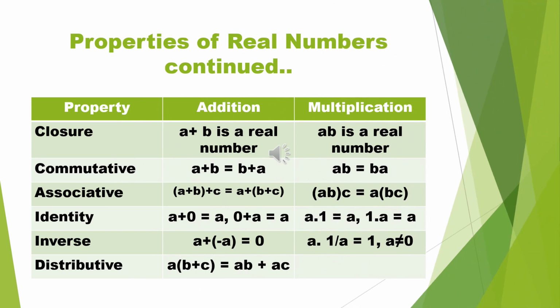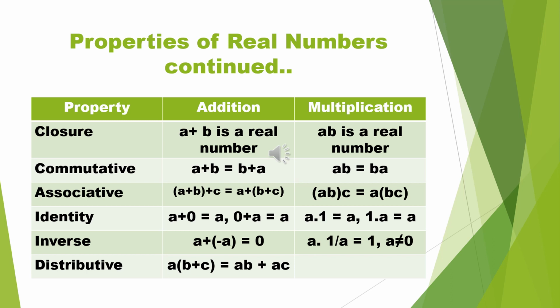Okay, so now in this slide we are going to learn more about properties of real numbers. There are some more properties like closure property, commutative property, associative property, identity property, inverse property, and distributive property.